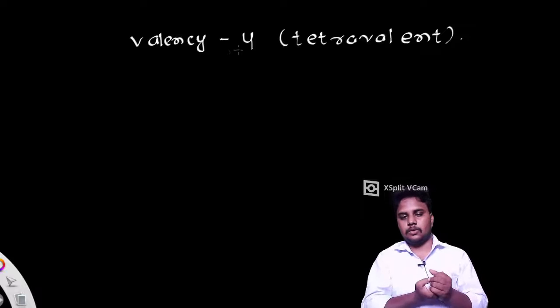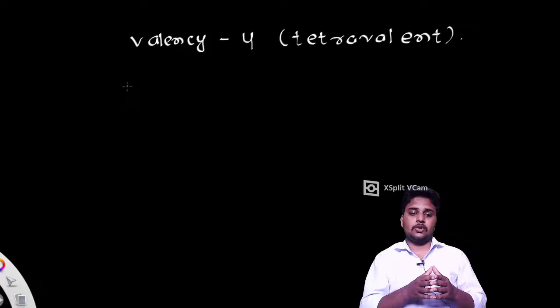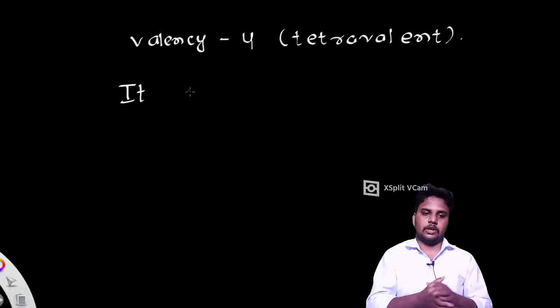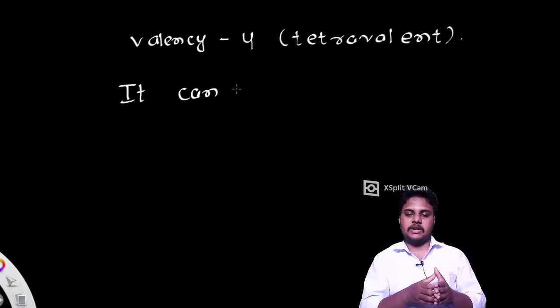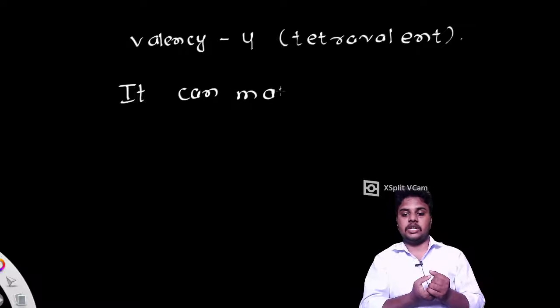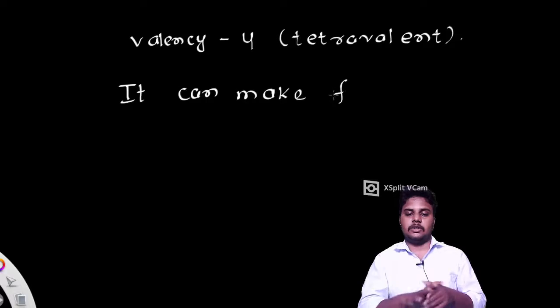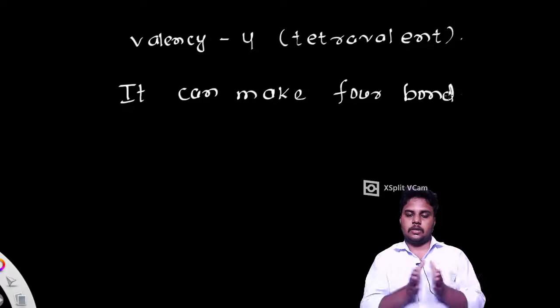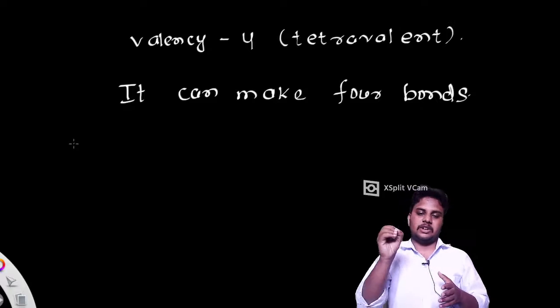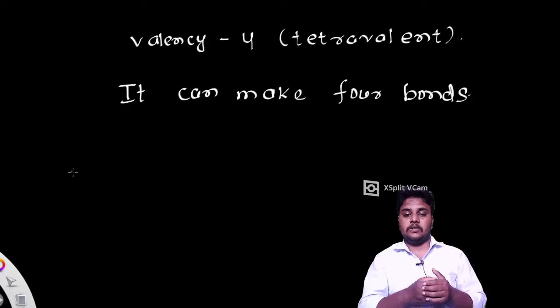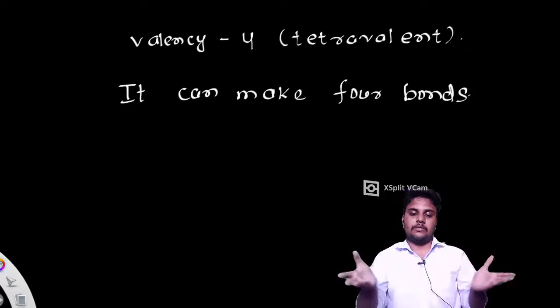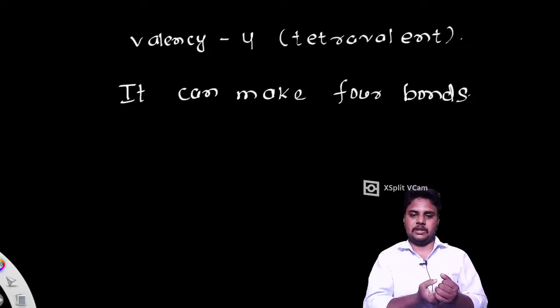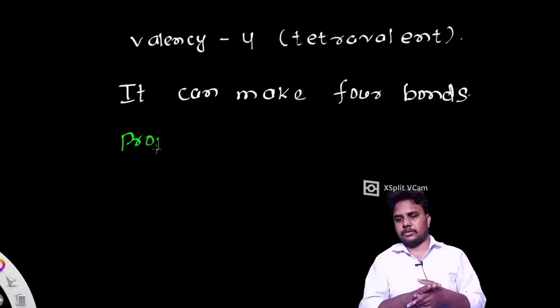Valency is 4, so we can also call it tetravalent. If any element is tetravalent, it means it can combine with how many elements? It can combine with a total of 4 elements. So it is called tetravalent. Tetravalence means it has the ability to combine with 4 elements and make 4 different bonds. Here it is combining with 4 hydrogens to make 4 bonds.